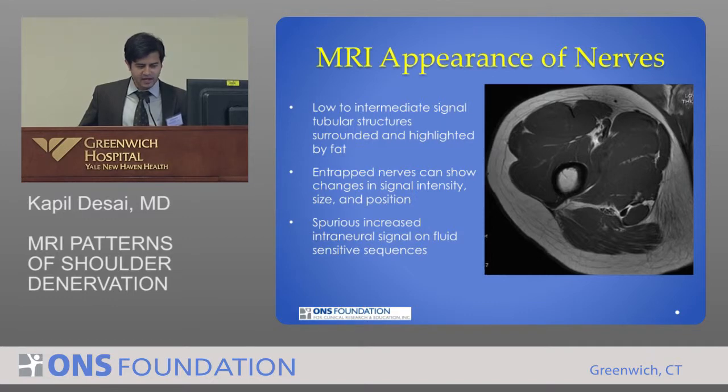Here's an MRI of the knee. Two dots side by side. These and more dots up here. These are vessels, these are nerves. This is your tibial nerve, here's your peroneal nerve. Again, dots.